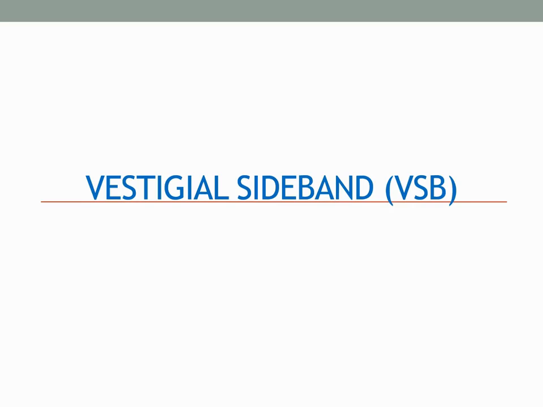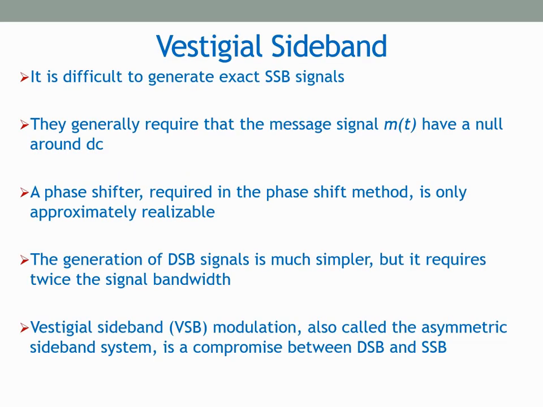Here we discuss the vestigial sideband modulation. So in previous videos we have discussed the double sideband modulation and the single sideband modulation. So vestigial sideband is slightly different from those two, and it's more practically used in communication systems. Now, why do we need vestigial sideband?